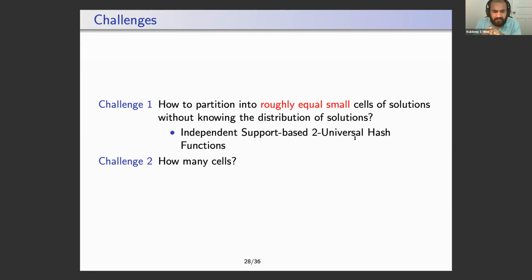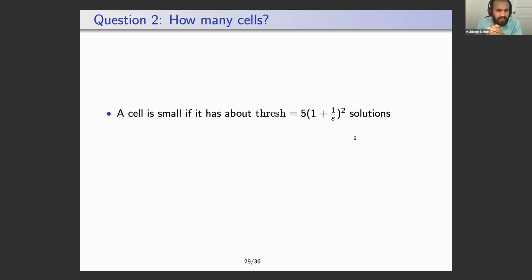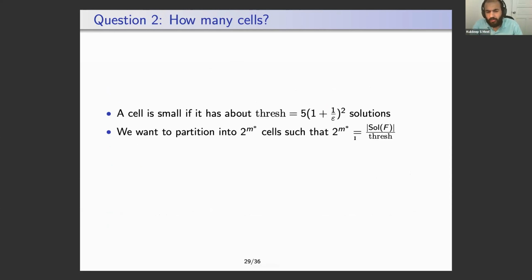Let's go to addressing the second challenge, which is how many cells do we partition into? For that, a small technical definition: we say a cell is small if it has about threshold many solutions. So we are interested in partitioning into the number of cells which is 2 to the power m star. We would like each cell to have roughly threshold many solutions. So that would require the number of cells to be the number of solutions divided by threshold.